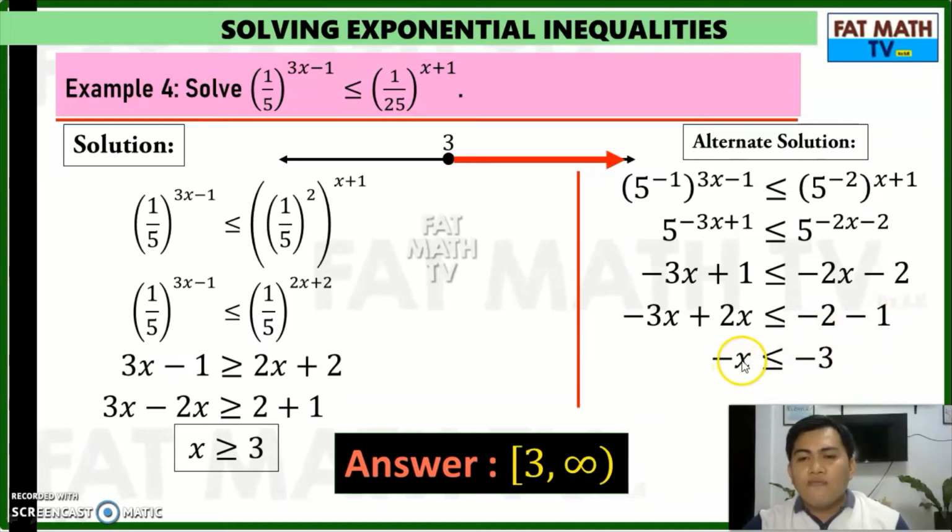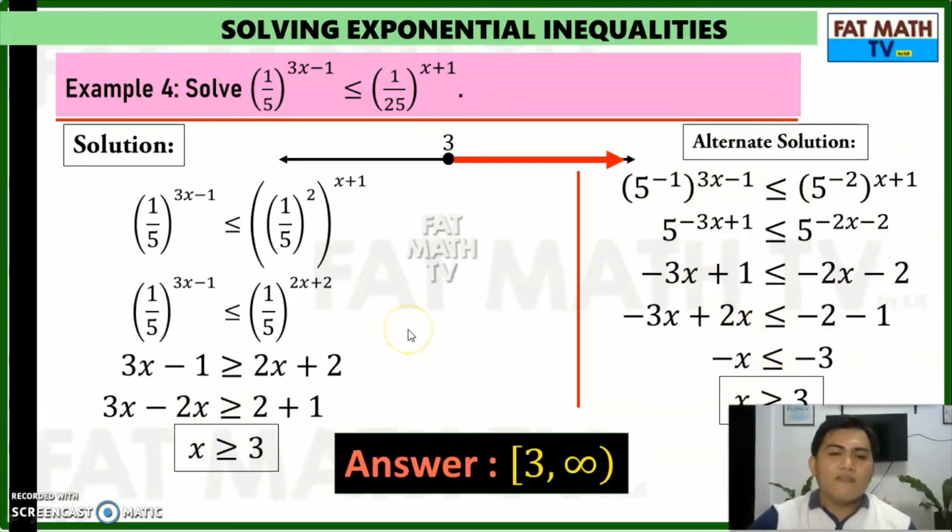And then, solving for x, multiply both sides by negative 1. So if we multiply by negative 1, we will reverse the inequality symbol. We will have x is greater than or equal to positive 3. Same as this. Okay? So if you use this solution, you will get this answer. If you have another solution using a different base, you will have the same answer.